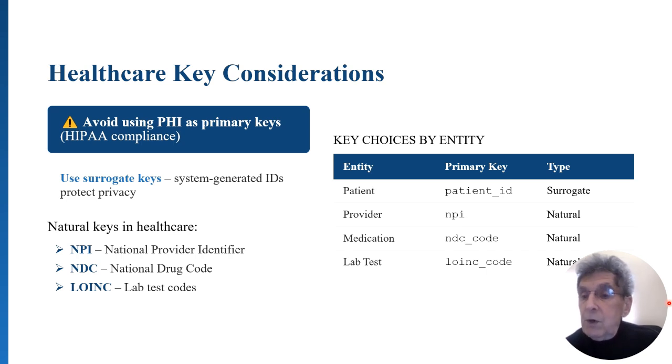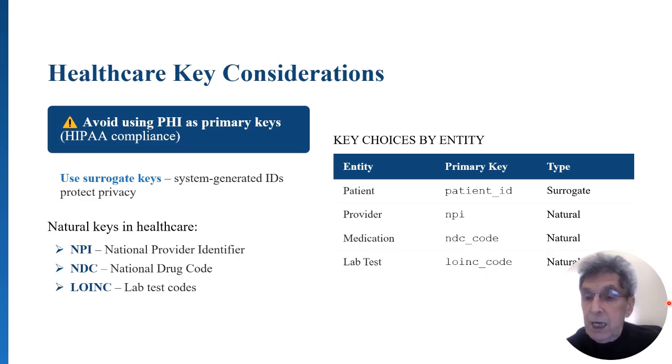NDC, the National Drug Code. Every medication product has an NDC. This is a natural key for medications. LOINC codes for lab tests. LOINC 2345-7 is always glucose in serum or plasma, everywhere in the world. These standard codes aren't necessarily your primary keys, but they're important attributes that enable interoperability.